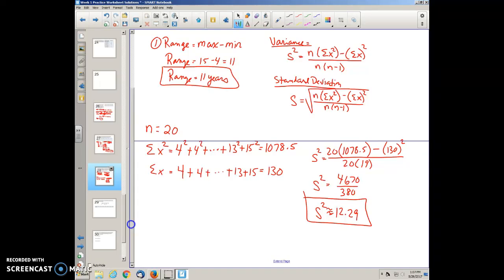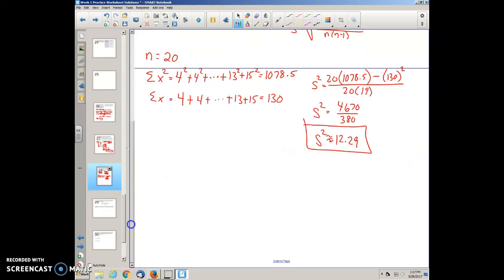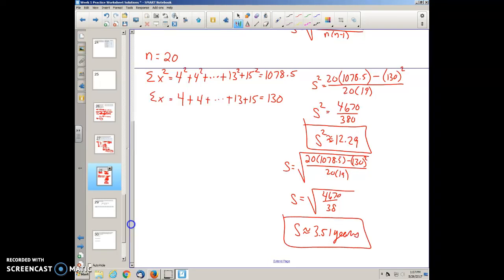The standard deviation will be in years. So s is the square root of 20 times 1078.5 minus 130 quantity squared over 20 times 19. So s is the square root of 4,670 over 380. So s is approximately 3.51 years. Standard deviation is in the same unit as the original data.